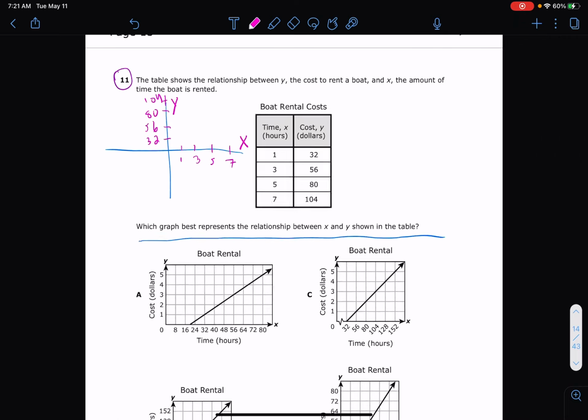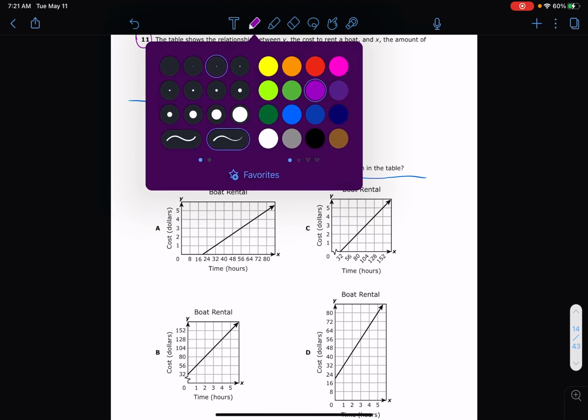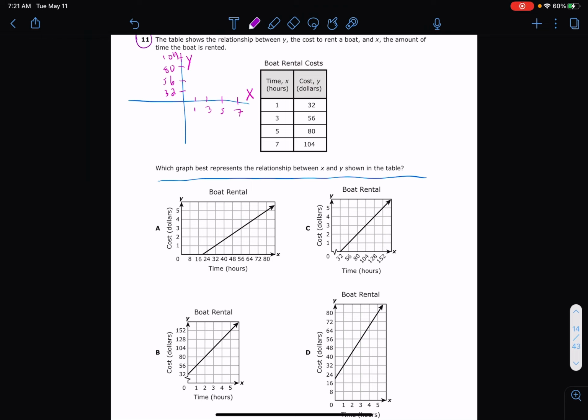Now looking at that graph, mirando esa gráfica, what can I eliminate? ¿Cuáles puedo eliminar? Which ones do not have 1, 2, 3, 4, 5, 6, 7 on X? ¿Cuáles no tienen 1, 2, 3, 4, 5, 6, 7 para X? Is this 1, 2, 3, 4, 5, 6, 7? Eliminate. You can eliminate C also.